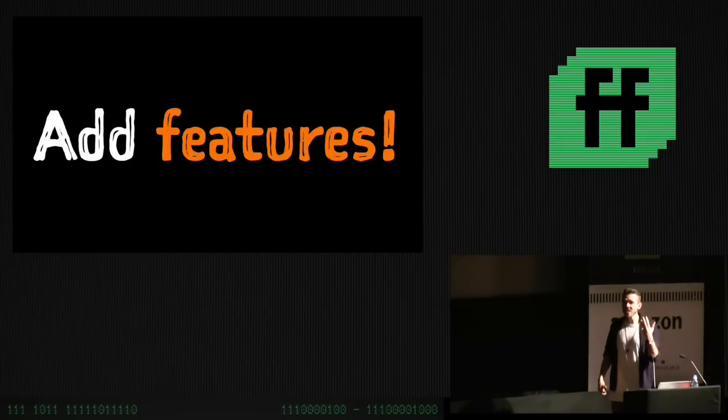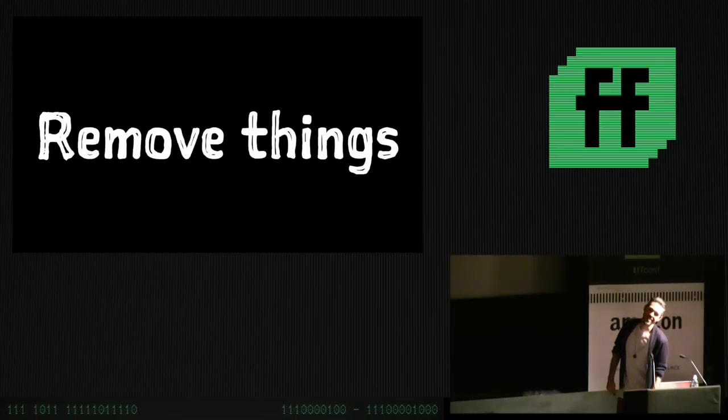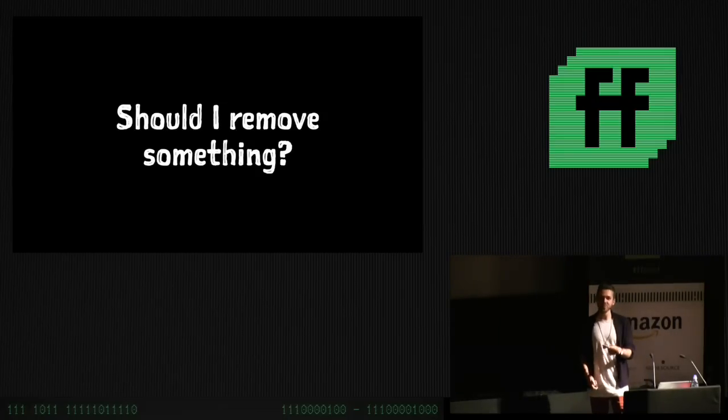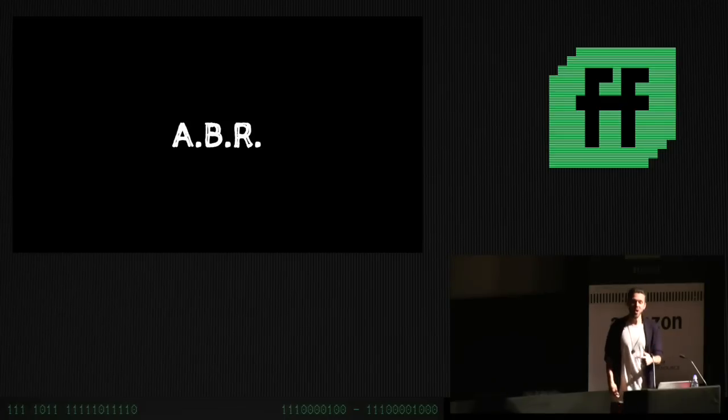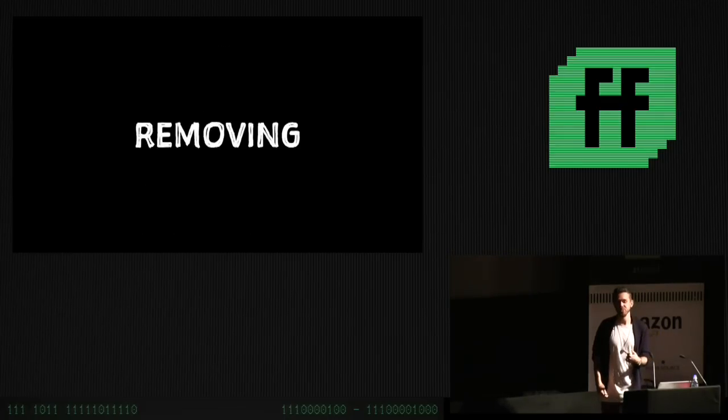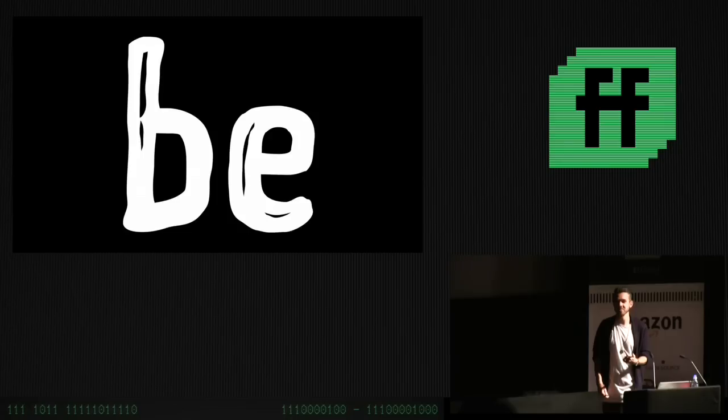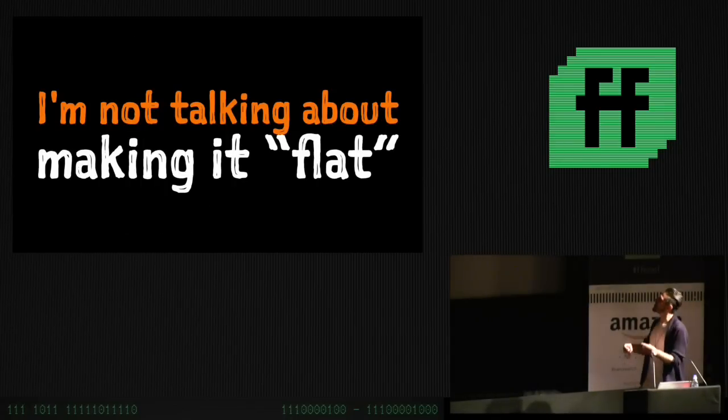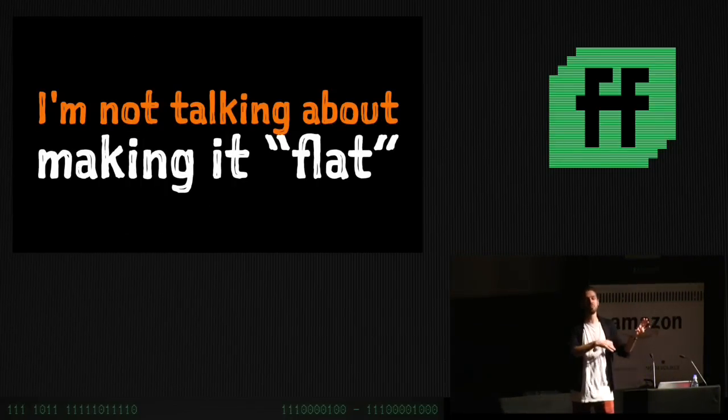The thing is, we spend so much time adding features and think that's the most valuable thing in our products, right? And I have this thing that I love doing, which is removing things. If you ever ask me, should I remove something, I'll say yes. Like ABR, always be removing. And I'm not talking about making things flat. Like the iOS community spent a year removing all the gradients. That's not really the essence of it. There's a point where we remove too much, so you don't know how something works anymore. And that's just going to be really nasty, right? You do not want to end up here.